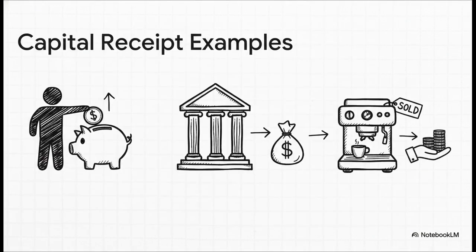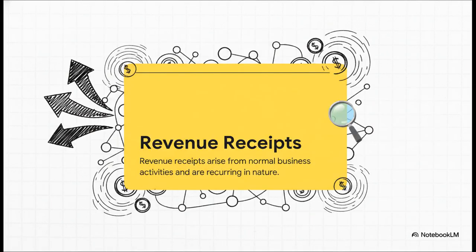So what does that actually look like? Well, if an owner decides to put more of their own cash into the business, that's a capital receipt. Same thing if you take out a big loan from a bank, or if you sell that old espresso machine you just replaced. Yeah, it's cash coming in, but it's not a sale. And now for the one everybody loves to see. Revenue receipts.